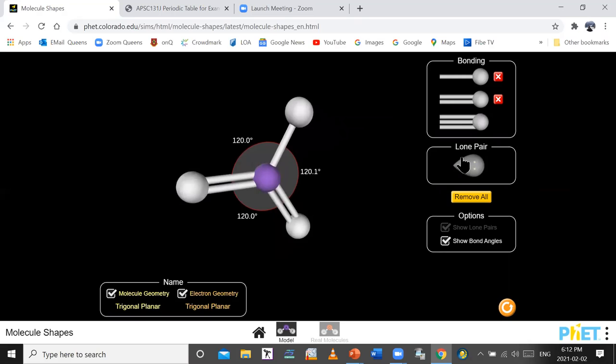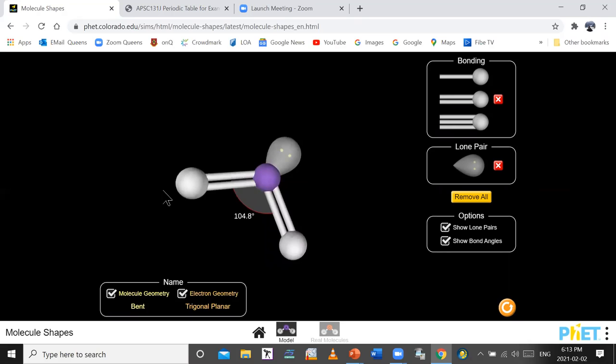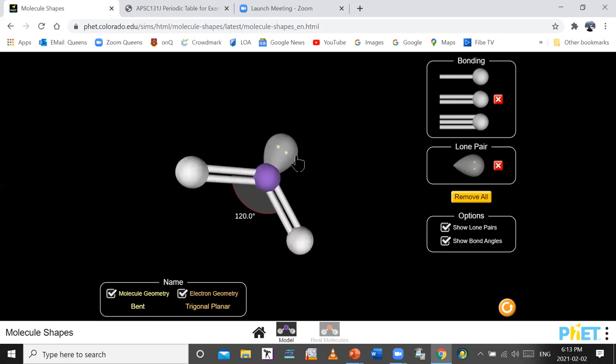Sorry, I didn't mean to do that. I meant to do this. So in essence, that's what it looks like. Notice this pair of unbonded electrons influences the shape. If I take that away, it's a linear shape, but now that that's present, you can see what atom it is.